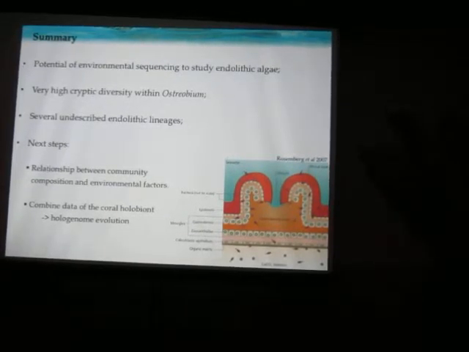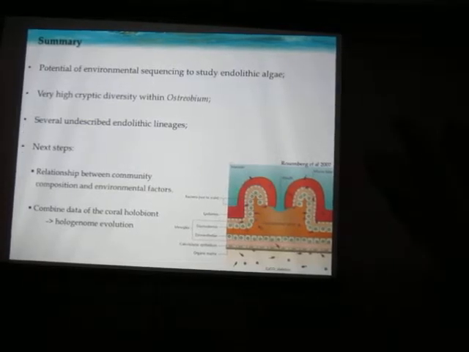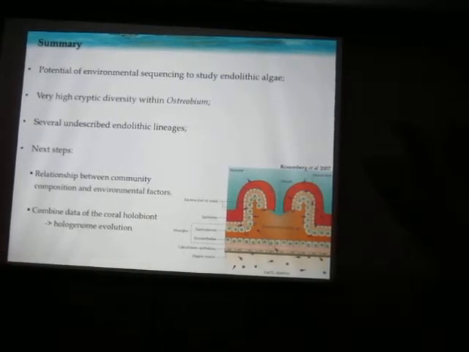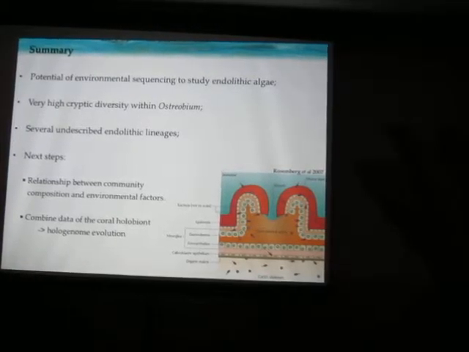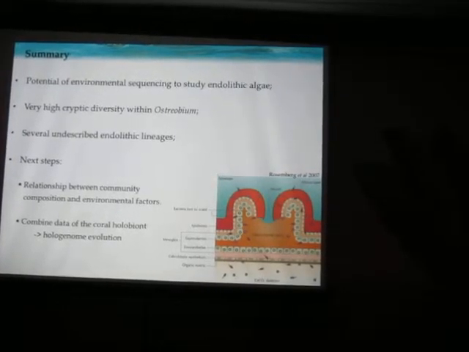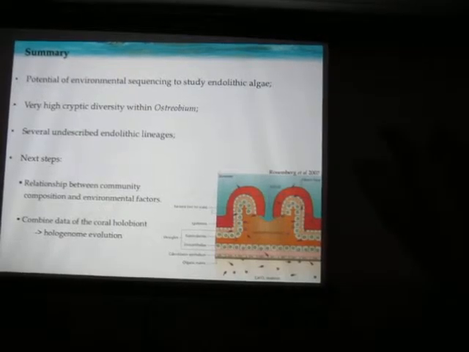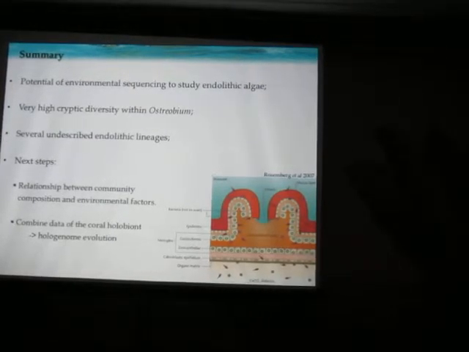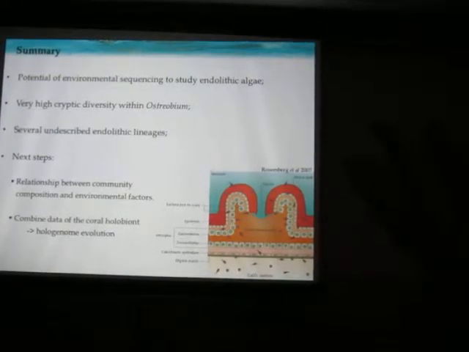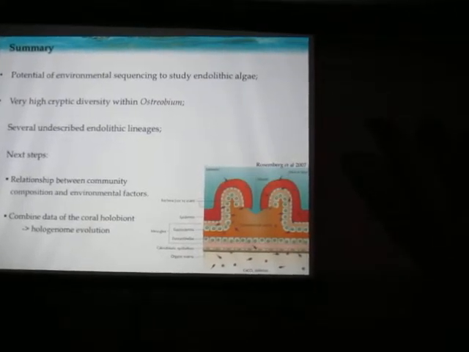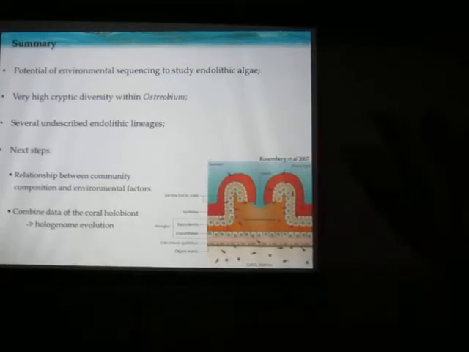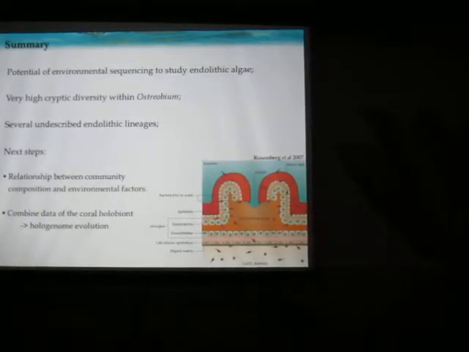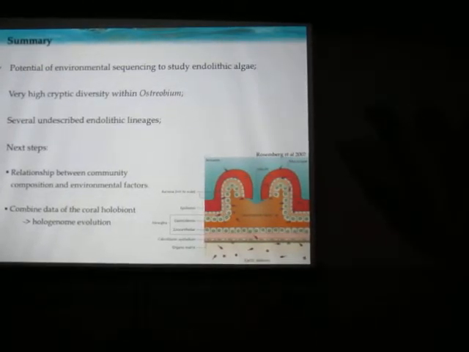So to conclude, I think this is the proof of concept that environmental sequencing can be used to study microalgae and probably many other microeukaryotes. We saw very high diversity of endolytic algae, especially within the Australian plate, but also with a lot of undescribed lineages. And the next step is to describe the relationship between the community composition and environmental factors.